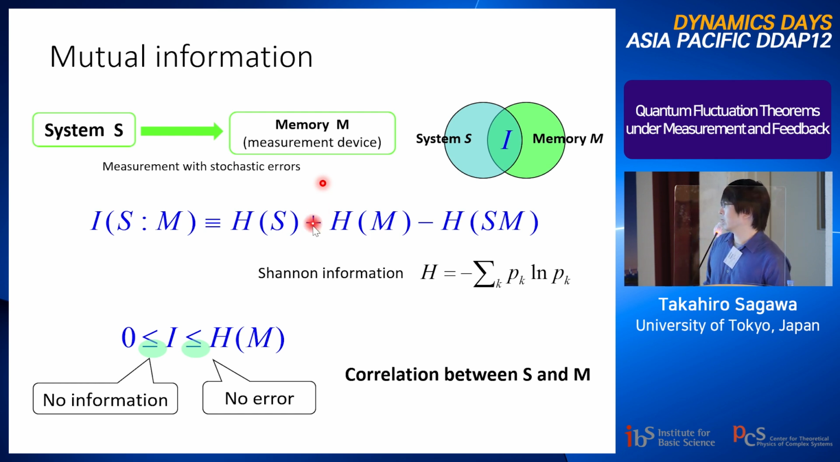That correlation is quantified by the mutual information, which is defined as the sum of the Shannon information of the system and the Shannon information of the memory, minus the Shannon information of the joint system. The mutual information satisfies these two inequalities, and the maximum value is given by the Shannon information, and the equality is achieved if there is no measurement error here.